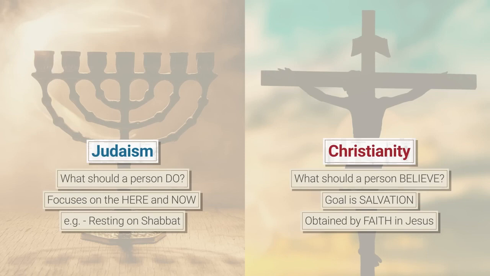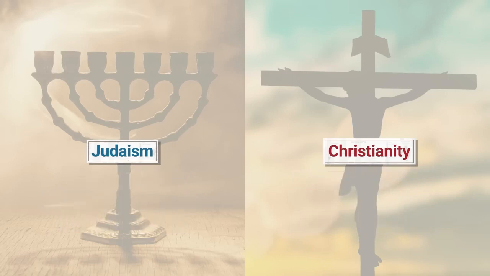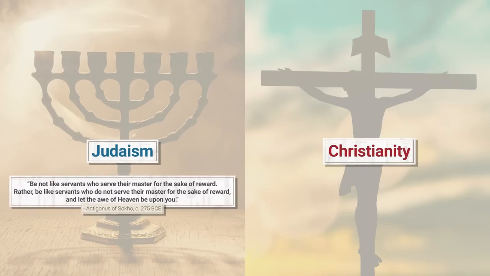Now, as you probably know, different Jews take a different approach to how carefully they follow this mitzvah, and I'll get to that in a moment. But for now, please understand that for all Jews, no matter what denomination they belong to, what they do or don't do is not based on trying to earn a future reward. This is summed up by the following principle given by the early Pharisee Antigonus of Soko. Be not like servants who serve their master for the sake of reward. Rather, be like servants who do not serve their master for the sake of reward, and let the awe of heaven be upon you.